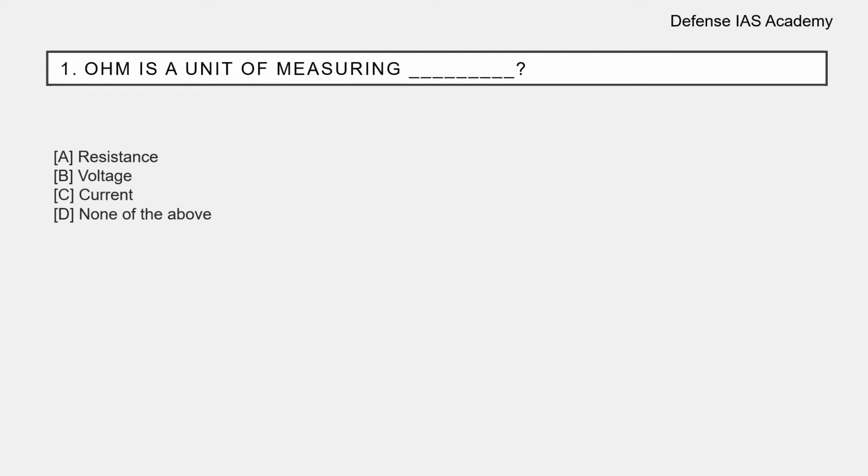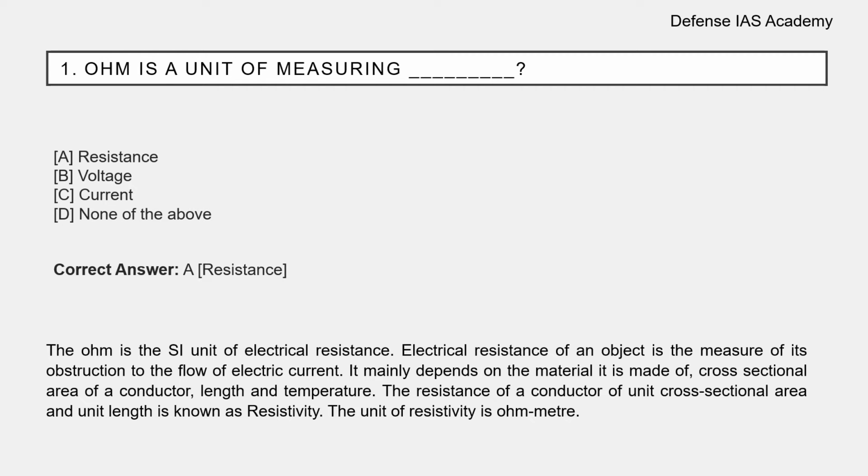Question number 1. Ohm is a unit of measuring dash. The options are option A resistance, option B voltage, option C current, option D none of the above. The right answer is option A resistance. The ohm is the SI unit of electrical resistance.